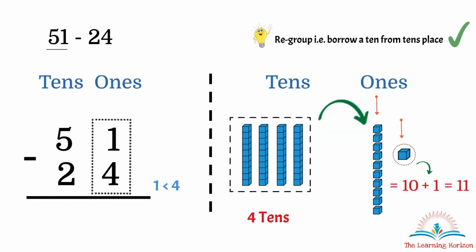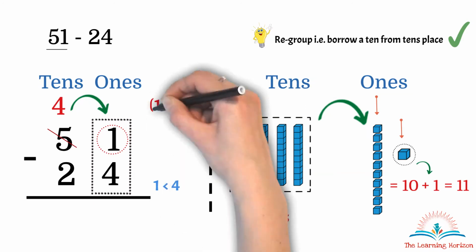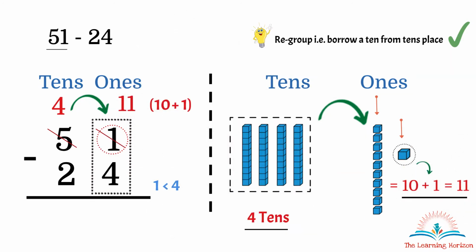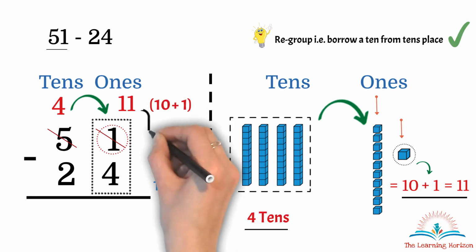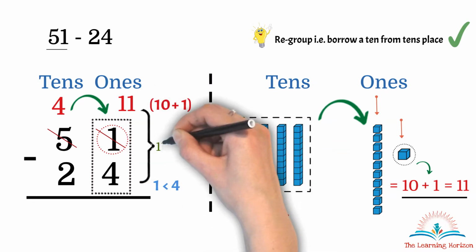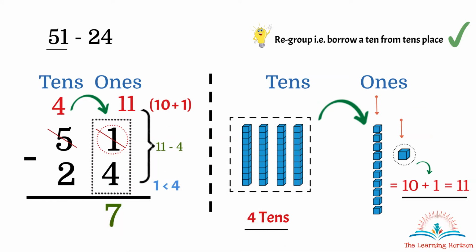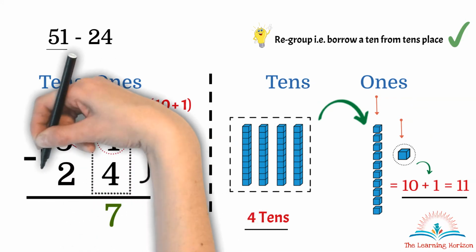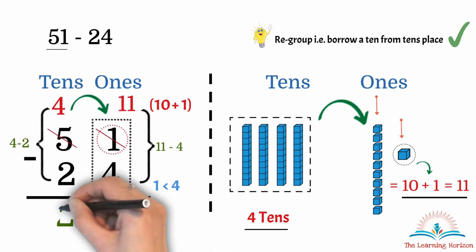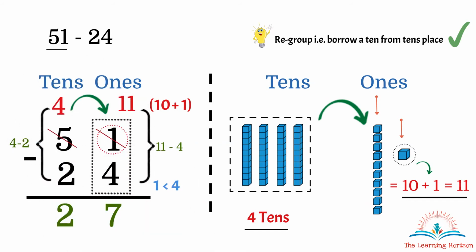Let us show the same steps in the example here. We will borrow a 10 from the tens place. So now here it's 1 less than 5, that is 4 tens. We have borrowed a 10 to the ones place and we already had 1. So it's 10 plus 1 that is equal to 11. So now subtracting the numbers in the ones place, we have 11 minus 4 is equal to 7. And then subtracting the numbers in the tens place, we have 4 minus 2 that is equal to 2. So 51 minus 24 is equal to 27.